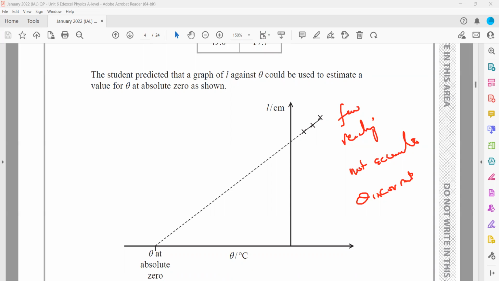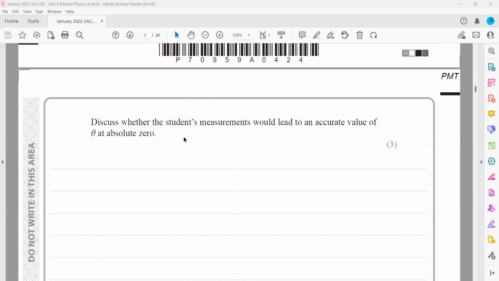So there are few readings, and a small range of temperature is used. So there will be high uncertainty in the student's measurement, and this won't be a best fit straight line as there are few readings. So increasing the number of readings means a more accurate result, and we'll get an accurate value for temperature in Kelvin, for absolute zero. Is it clear?